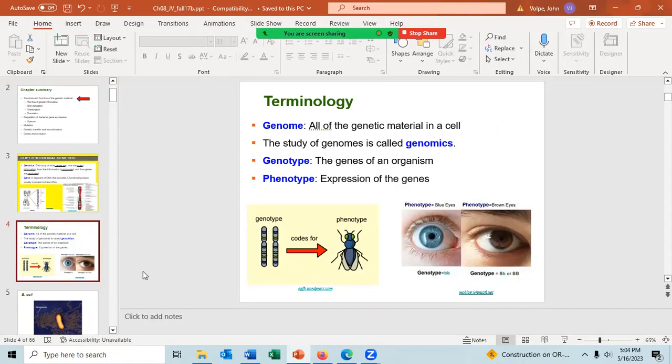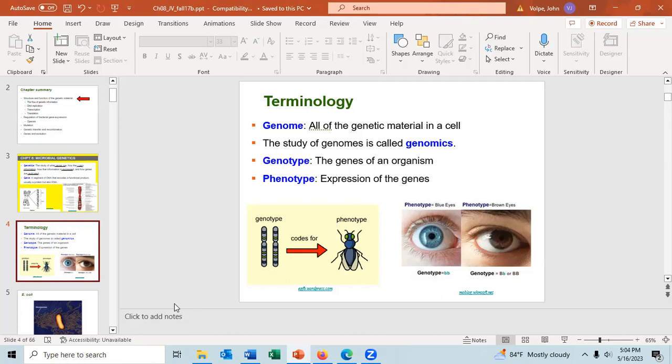All right. So let's go through some terminology. A genome is all of the genetic material in a cell. Since we're studying a microorganism, and almost all of them are an individual cell, you can also say a genome is all the genetic material in a microbe. The study of genomes is called genomics.